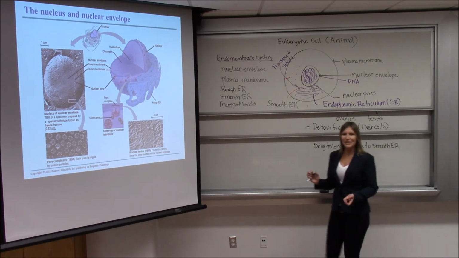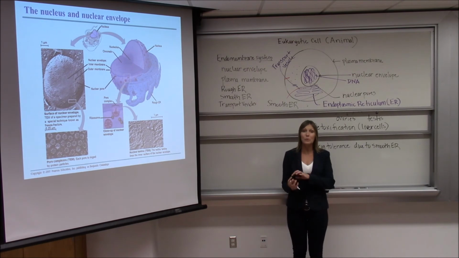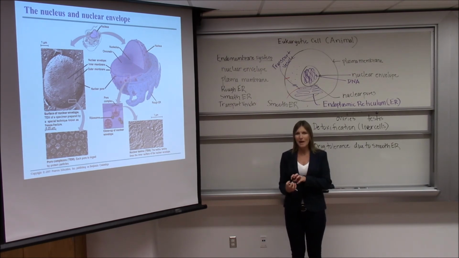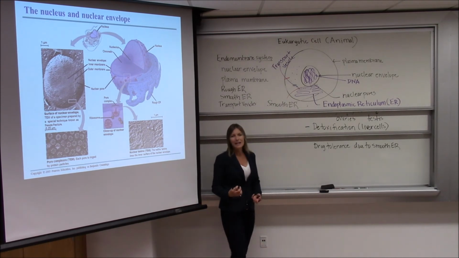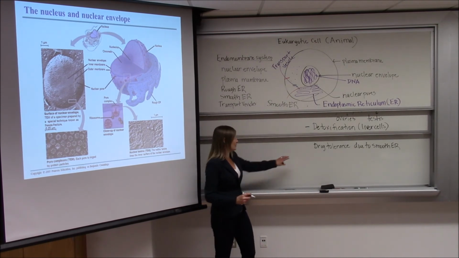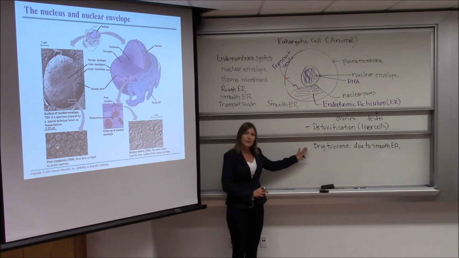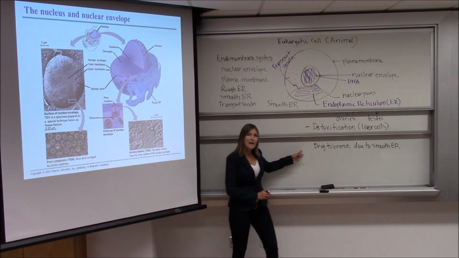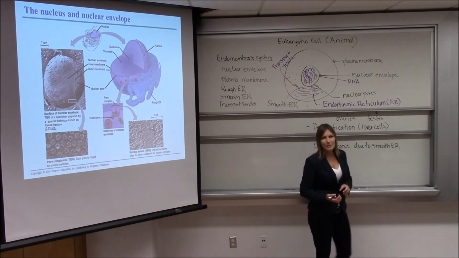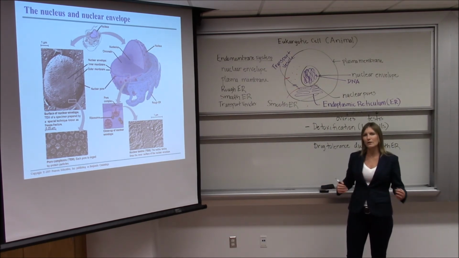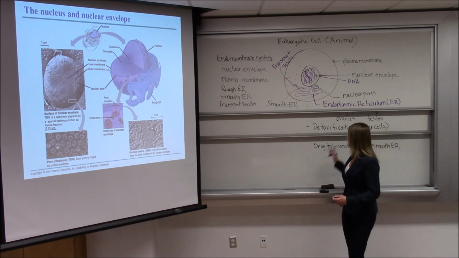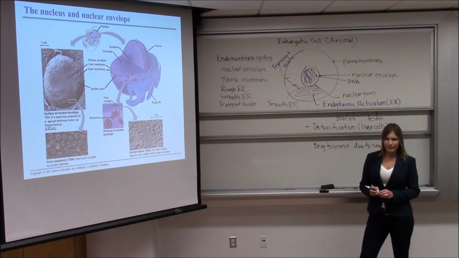Because those cells are going to produce more smooth ER, and they're going to be packed full of it, and your cells are going to get really, really good at detoxifying, and so over time you develop what's called drug tolerance. If you stop taking that drug, that medication, if you stop drinking, over time the cell is going to recycle some of that smooth ER and use those parts to build something else. So over time your drug tolerance will go back down again. But that's one of the important jobs of smooth ER.